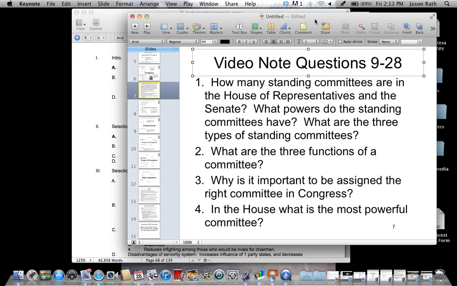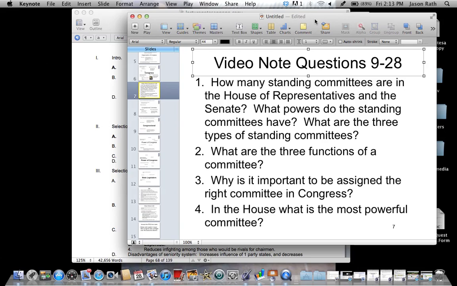Our theme for our last little bit here with Congress is the committee system. And so that's our theme for these notes. The video questions I want you to pay attention to are: how many standing committees are there in the House of Representatives and the Senate? What powers do the standing committees have? And what are the three types of standing committees?